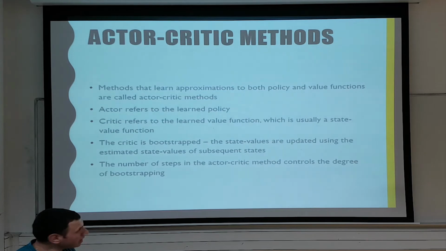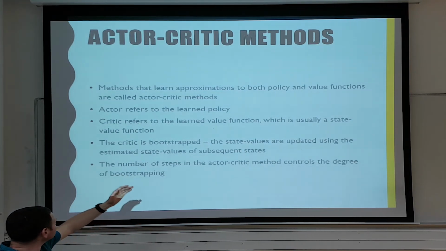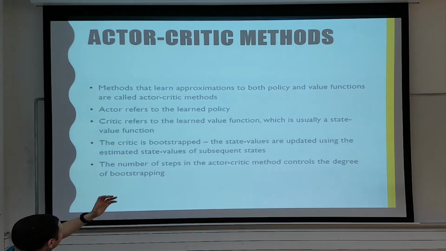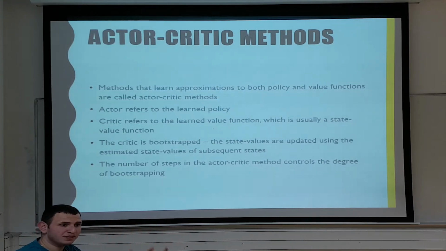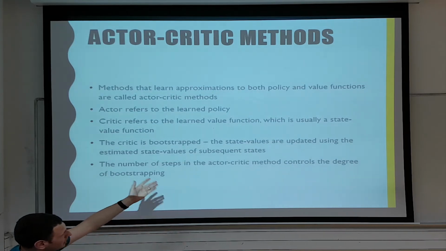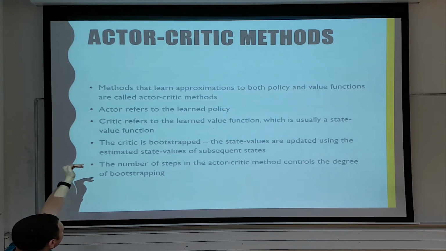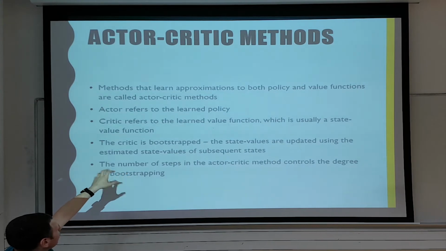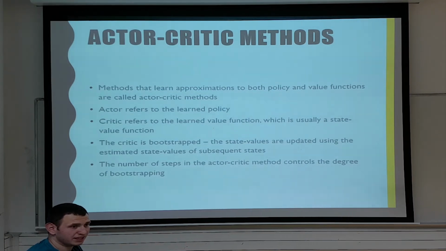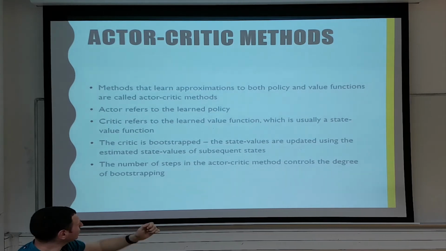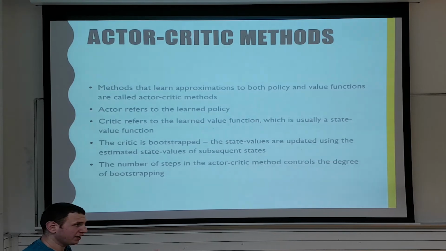Actor-critic. The methods that can learn approximations of both the policy and the value function are called actor-critic methods. We have our actor, which refers to our learning policy, so it dictates the policy that we are learning. And we have the critic, which refers to our value function, usually the state value function. First the actor chooses our policy, and then the critic gives the value function according to the policy. In this way we learn, because one of them controls the policy and the other collects the estimation of the value.